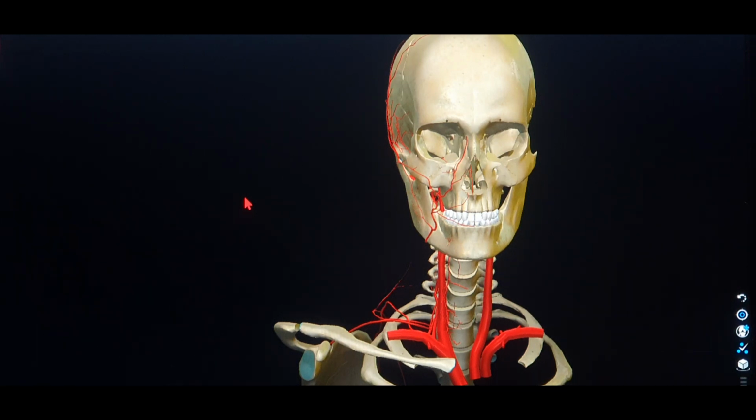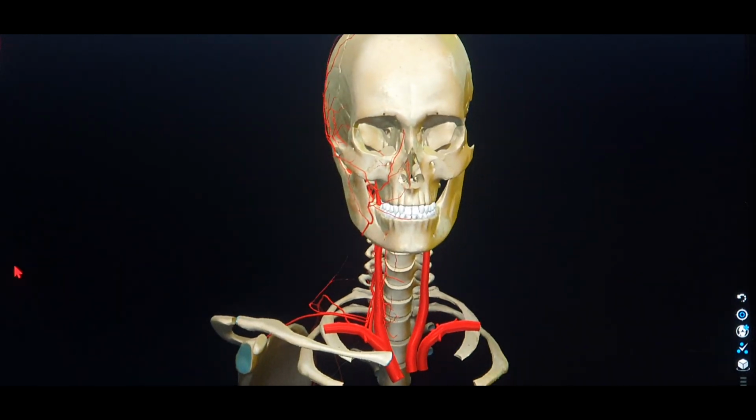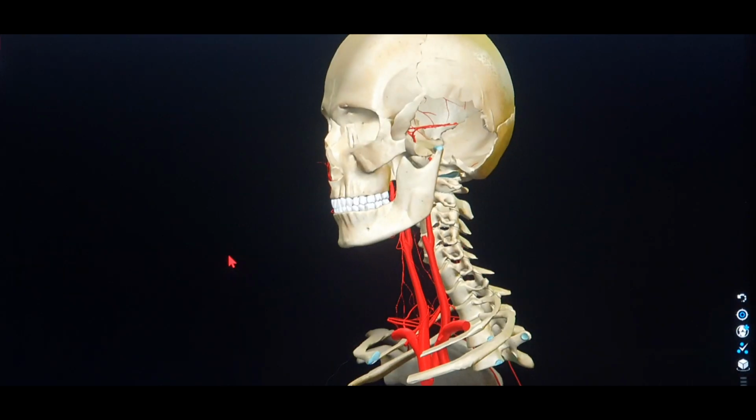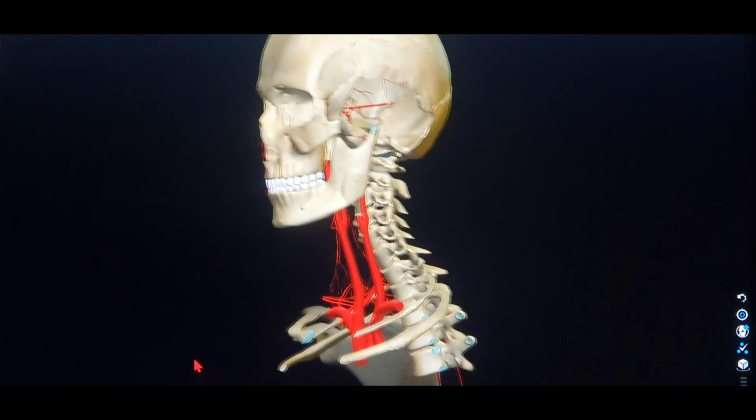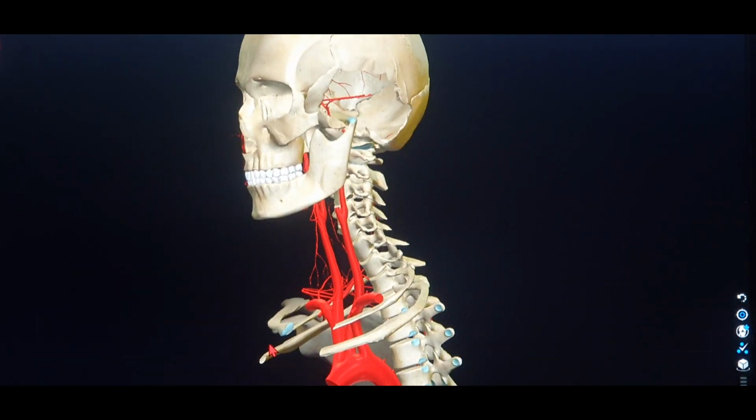So today in this video, as you can see over here, I'm going to talk about the branches of the internal carotid artery, especially the cavernous parts, because I've taken lectures before, I have myself read about this a long time back. I never used to go in much detail about the branches of the internal carotid artery.